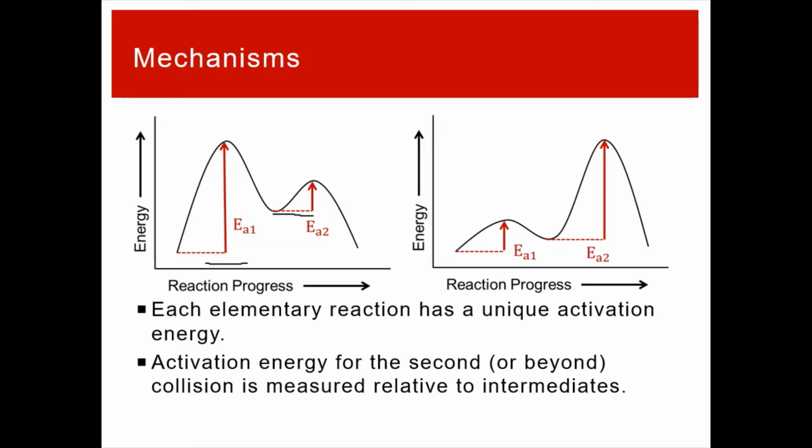You can also have situations where the first step has a pretty short barrier, so it's easy to get over that, but the second step is quite a high barrier. And so we could have 2, 3, 4, 5, 6 steps that make up our overall reaction.